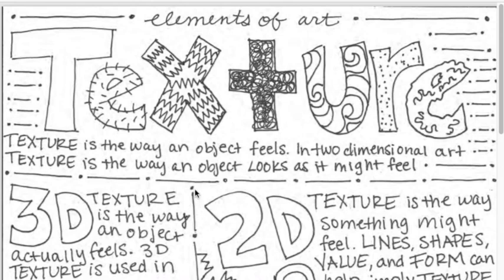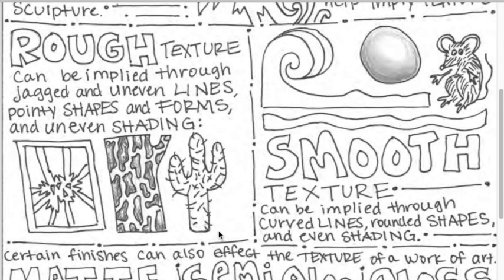So the texture we're going to be working with this week is all 2D texture. Our drawings aren't going to have anything glued to it or have any big paint blobs or anything like that right now. We're just working in 2D texture. So if we're looking at 2D texture, rough texture can be implied through jagged and uneven lines, pointy shapes and forms, and uneven shading. So these are examples of rough texture. Smooth texture can be implied through curved lines, rounded shapes, and even shading. So this is that soft blending that we're going to look at in our value packet.